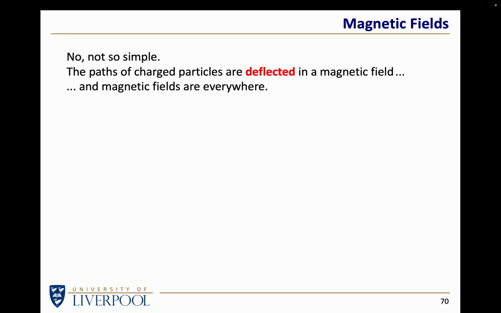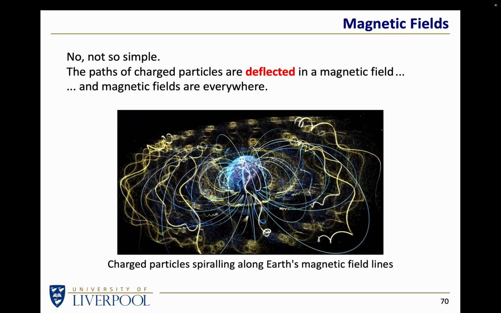We know that from physics experiments in the laboratory. That's how cathode ray tubes work. Remember the old TVs before flat screen TVs? An electron beam was generated and then deflected by magnetic fields to give you a raster on your TV screen. Magnetic fields are everywhere. Yes, we have magnetic fields around the Earth, and that's responsible for protecting us from some of the low energy radiation from the sun.